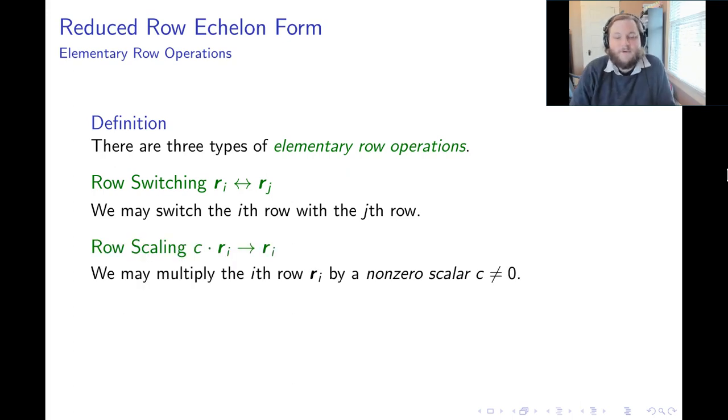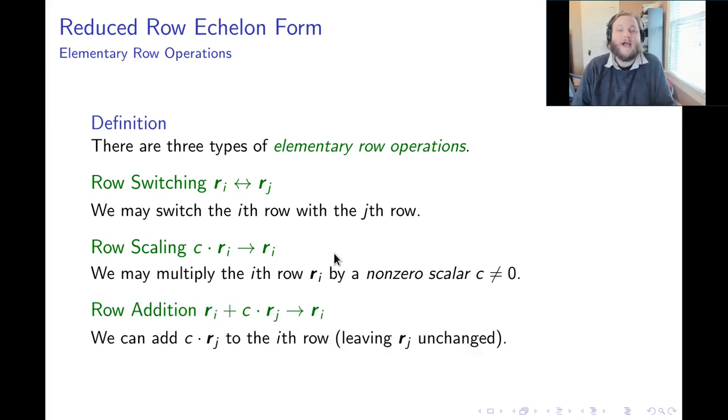The next type of elementary row operation is called row scaling. Here, the idea is that we can take any row, maybe the ith row, and scale it by any non-zero number. The notation we use is c times vector r sub i, right arrow r sub i, to indicate that the new ith row is obtained by scaling the old ith row by the non-zero number c.